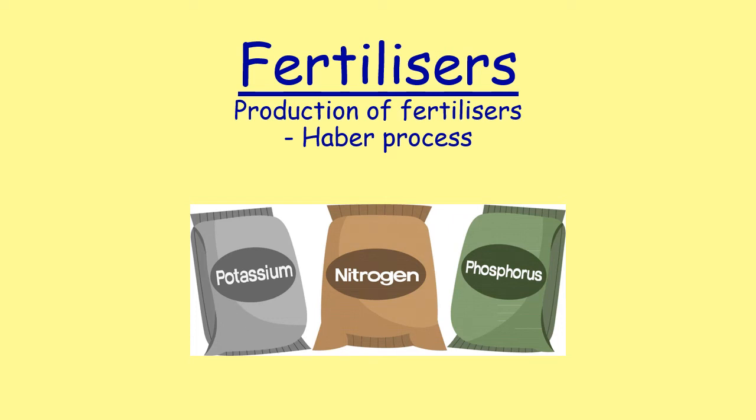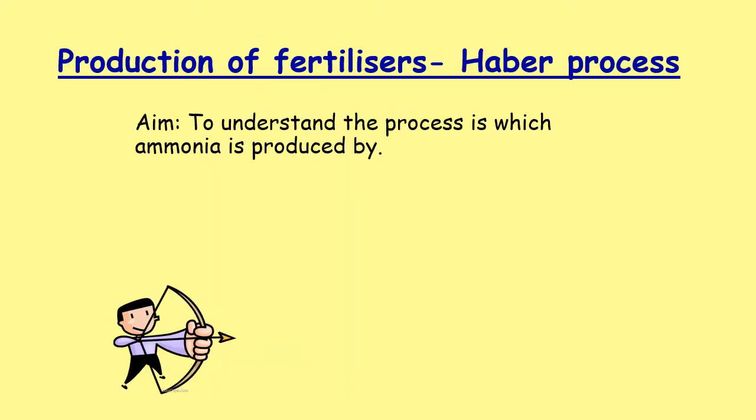So this is the National 4, National 5 chemistry lesson on Unit 3, Chemistry and Society, and this is a continuation of our set of lessons on fertilizers. And today we're going to look at one of the steps involved in the production of fertilizers and a process called the Haber process. So the aim of today's lesson is to understand the process by which ammonia is produced.